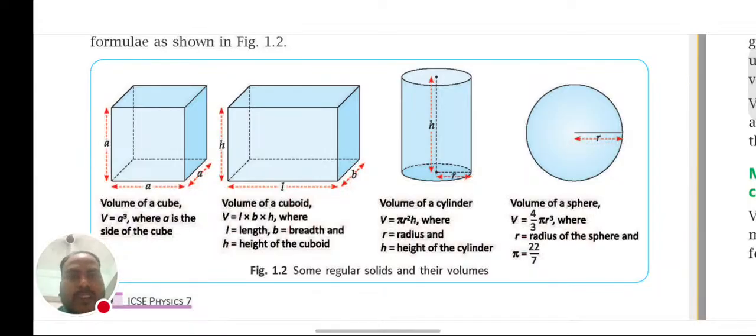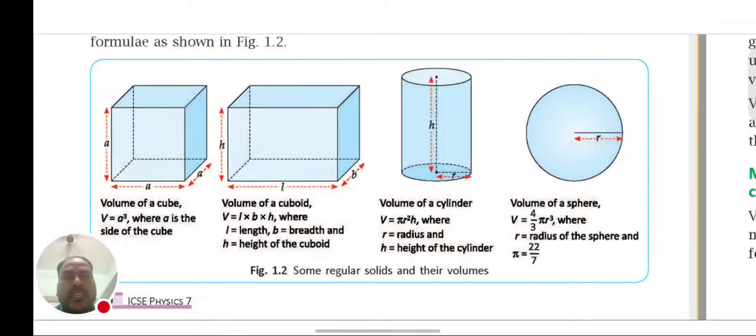For finding the volume of a cube, which formula are we using? We are using V equal to a cube. For finding the volume of cuboid, we are using the formula L into B into H. For finding the volume of cylinder, we are using the formula pi r square h. Here we use h for the height. Yes or not?